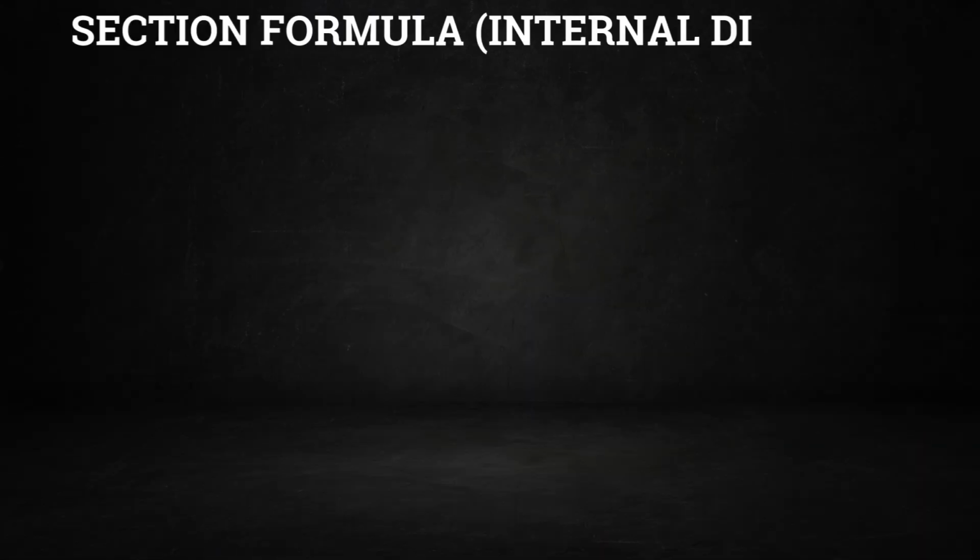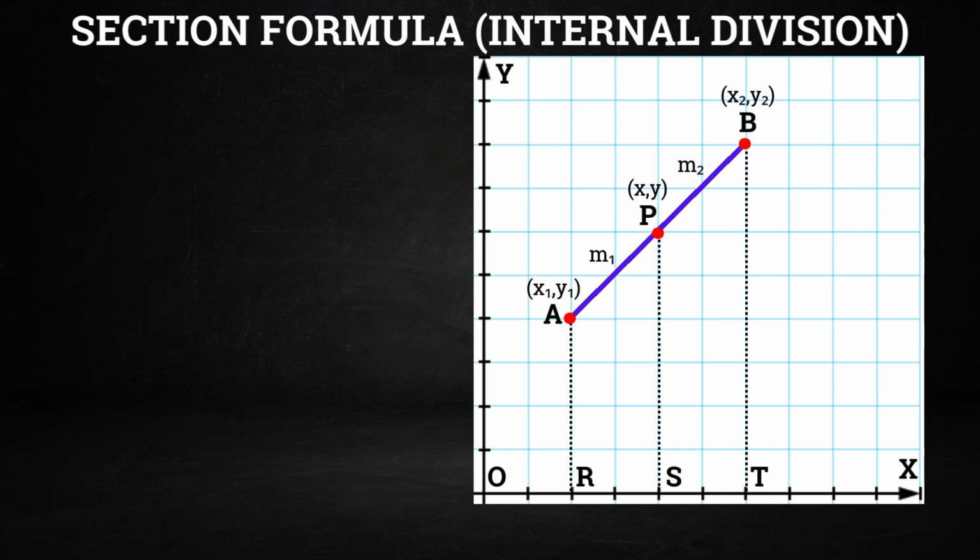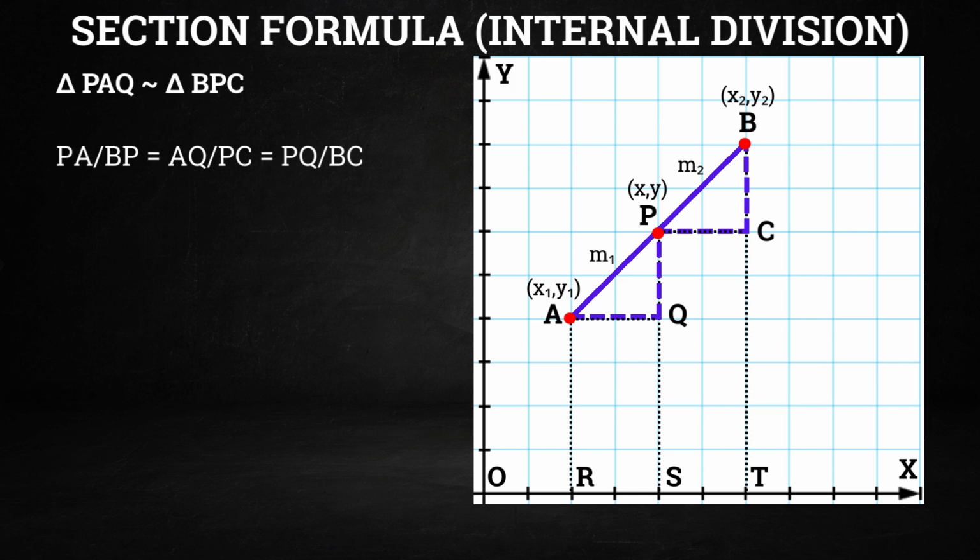Next, we will explore the section formula, which allows us to find the coordinates of a point that divides a line segment in a given ratio. Suppose we have 2 points, A (x1, y1) and B (x2, y2), and we want to find the point P that divides AB in the ratio m1 is to m2. By drawing perpendiculars to the x-axis and parallels to the x-axis, we get two triangles, triangle PAQ and triangle BPC. Now, using the properties of similar triangles, PA by BP equal to AQ by PC equal to PQ by BC.